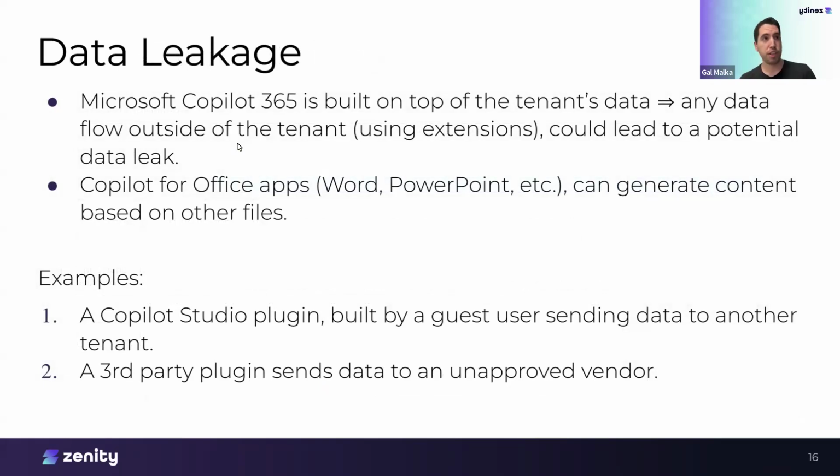The next security issue is data leakage. We have two main scenarios here for data leakage. The first one is about leakage of information outside of the company's tenant. This could happen mainly with the usage of plugins and extensions. And this could be happening because any conversation with Copilot is built-in, grounded with the tenant data. Any prompt you send to Copilot, the response could include organizational data.